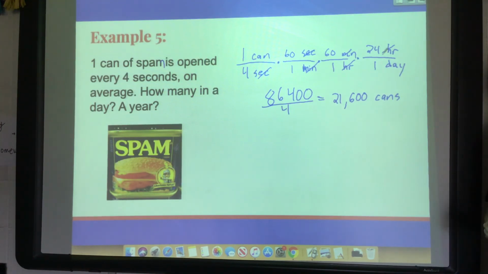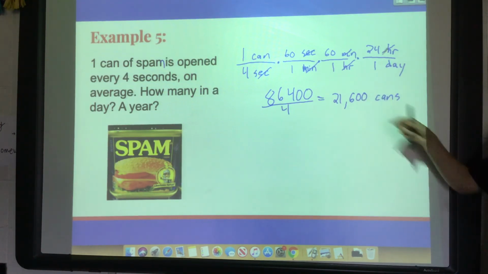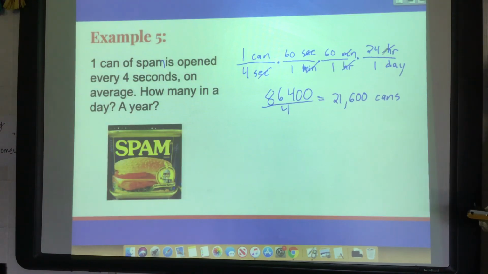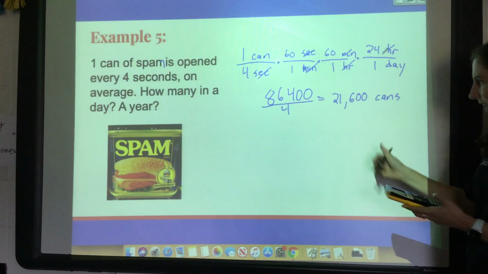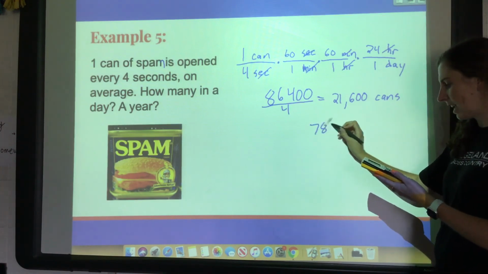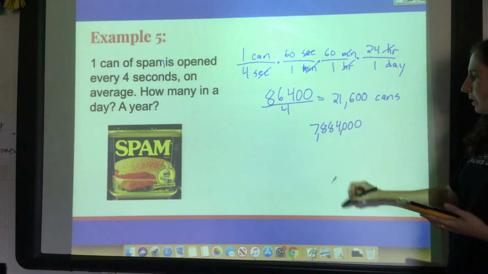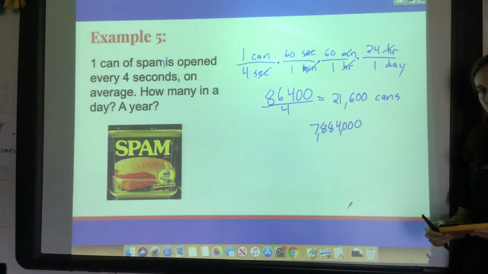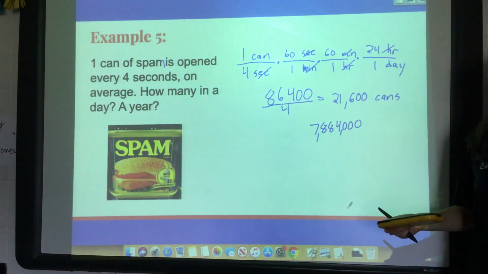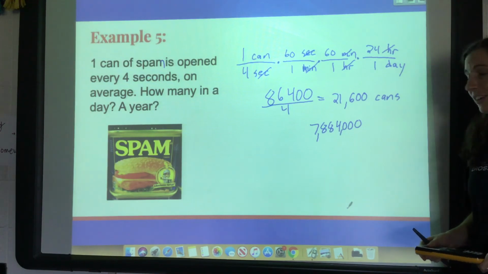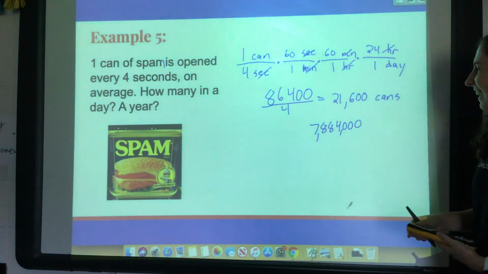If we wanted to go year, we could just multiply this by 365, because there's 365 days in a year. I got 7,884,000 cans of Spam. Again, I don't know how accurate that one is, but it's a lot of Spam.